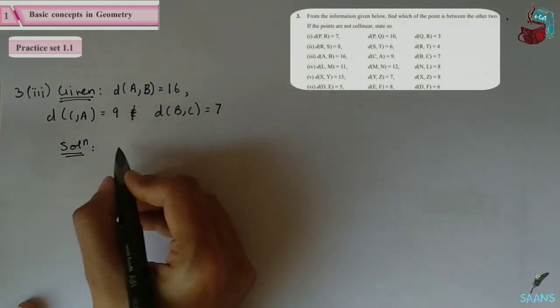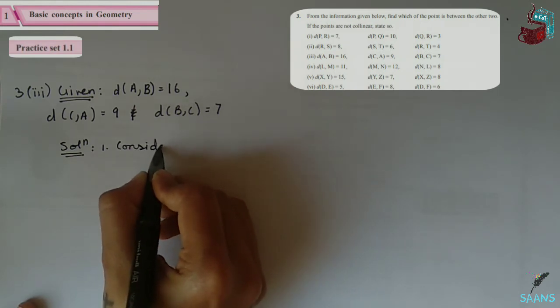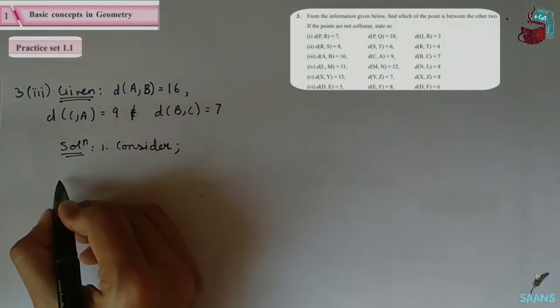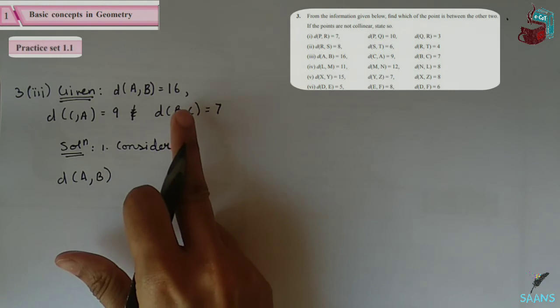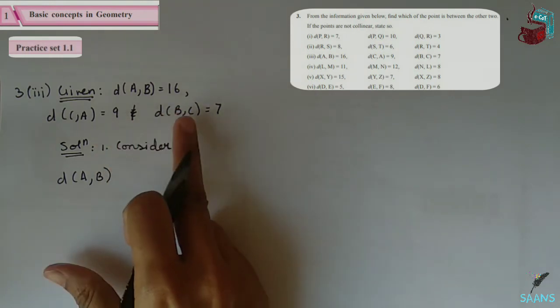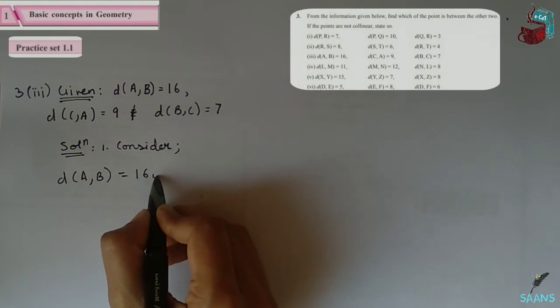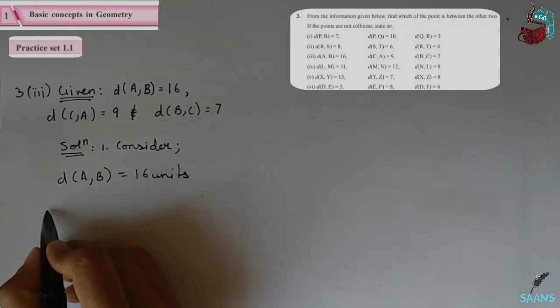First, we always consider the largest distance first. Consider distance A comma B. It is the largest of 16, 9 and 7. So first, distance AB is equal to 16 units. Great. Second one.